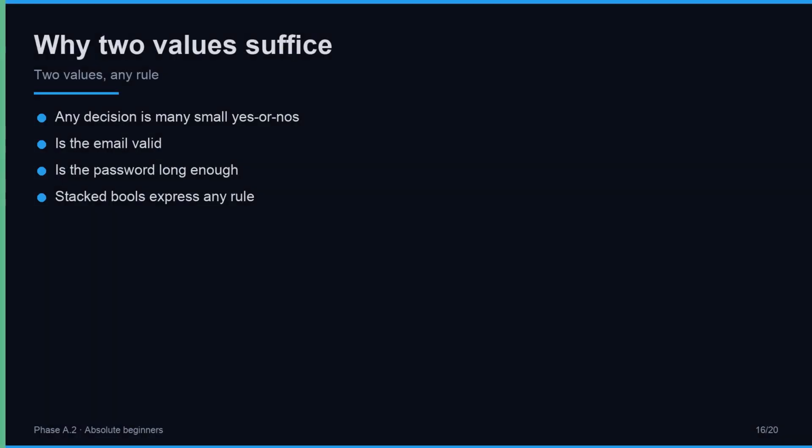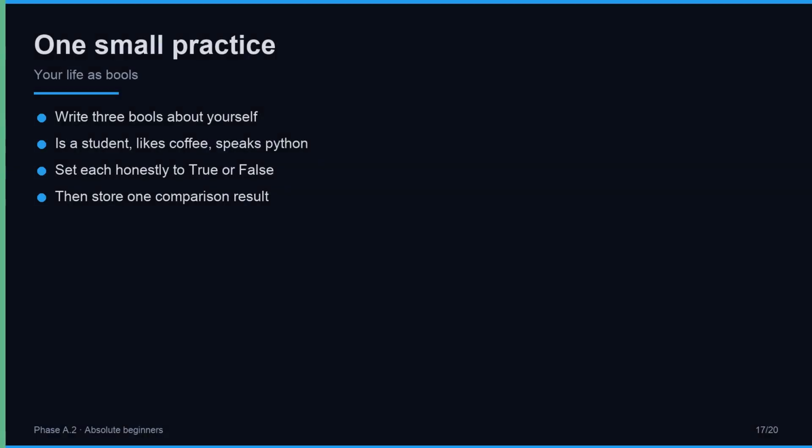It may seem strange that 2 values are enough to run the world's software. But any decision, no matter how complex, can be built from many small true or false questions chained together. Is the email valid? Is the password long enough? Is the account active? Stack enough bools and you can express any rule. 2 values, combined wisely, describe anything you need. 2 values, any rule.